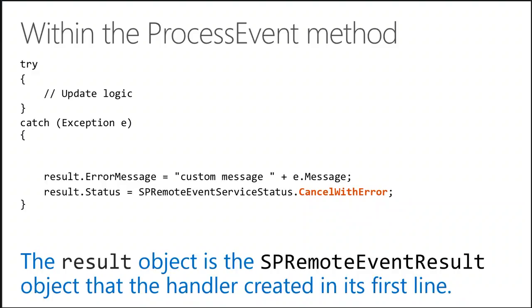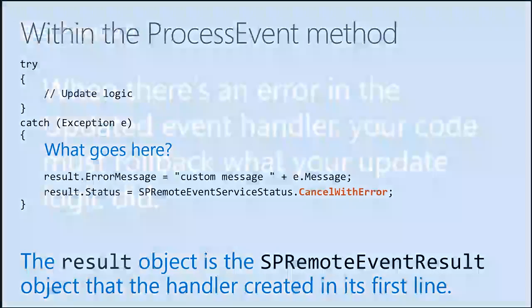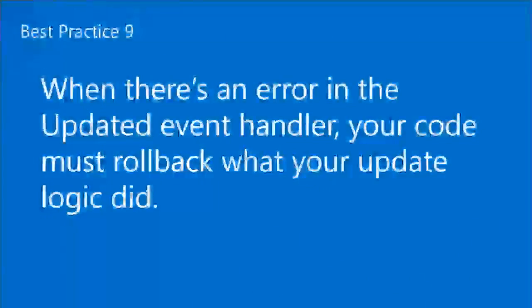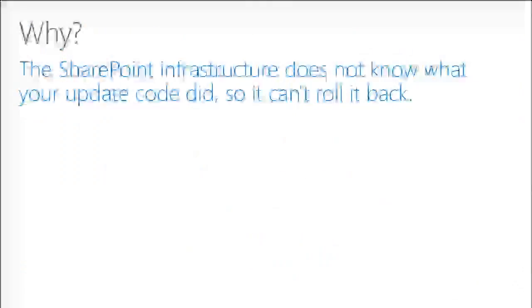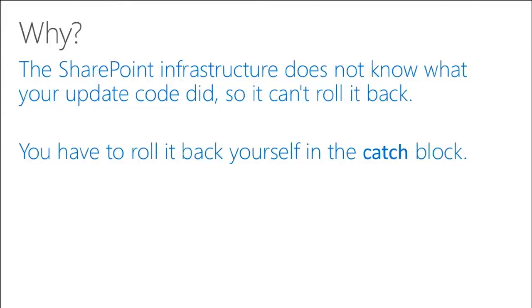Now, what goes here at the beginning of the catch block? This leads me to best practice number 9. When there's an error in the updated event handler, you not only have to tell SharePoint about it, but your code has to roll back what your update logic did. Okay? Why? Because once again, SharePoint doesn't know what your update code did, so it can't roll it back. So you have to roll it back yourself, and that's what you do in the catch block. Okay?